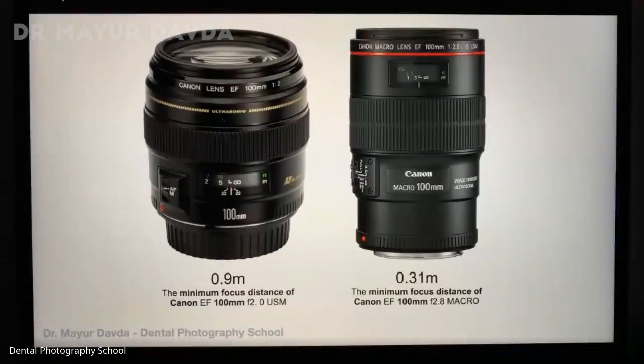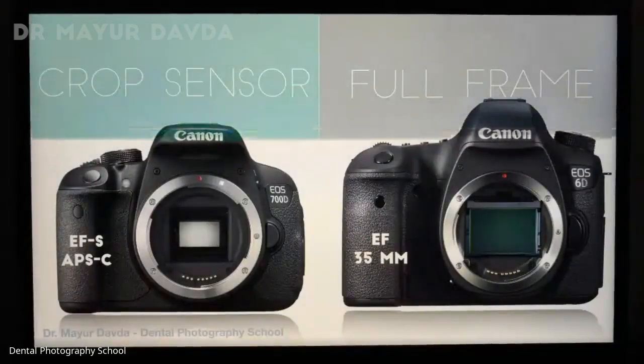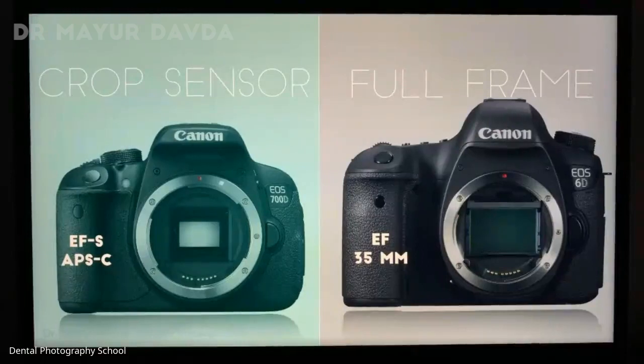But a word of caution, you have to specify 100 mm macro or 85 mm macro or 105 mm macro. You cannot just say 100 mm because you might get fooled by the person who's selling it to you, and you might not be able to use it for your documentation purposes. The only lens that we use is a 100 mm macro lens, and now we speak about cameras.